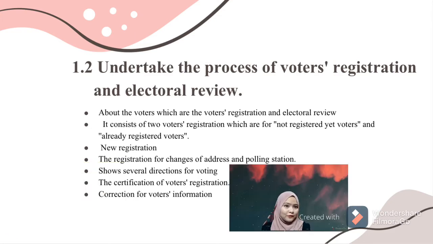Secondly, the next main function of the Election Commission in Malaysia is to undertake voters registration and electoral review. It consists of two types of voters, which are not yet registered voters and already registered voters. For these two types of voters, SPR holds two different categories of registration. The first category is new registration, for voters who are voting for the first time. The second category is the change of address and the change of address of the polling station.